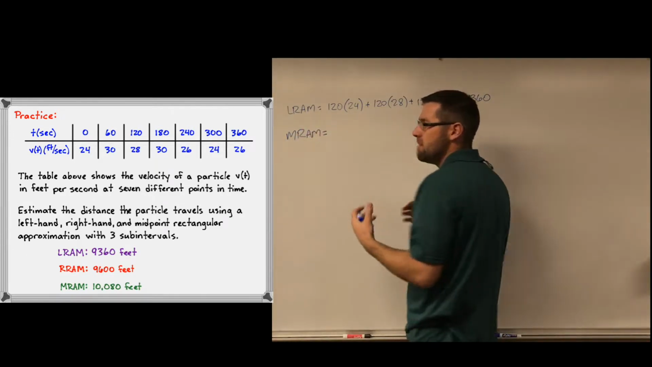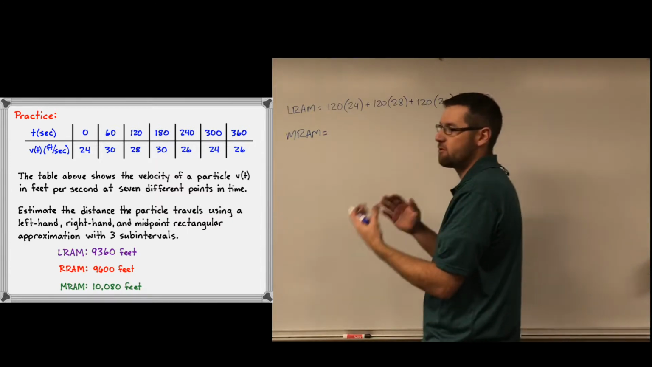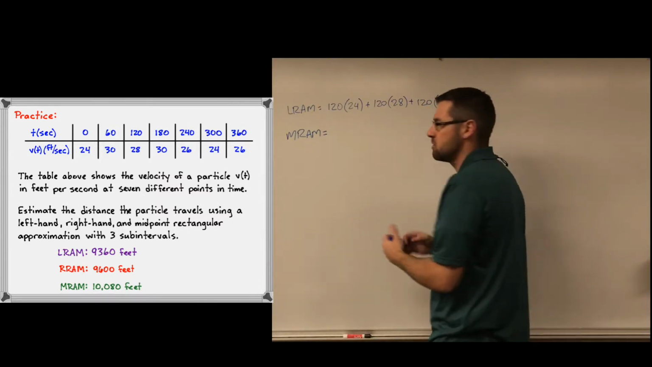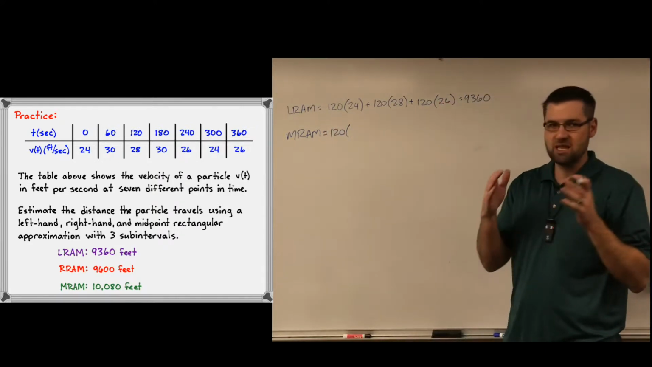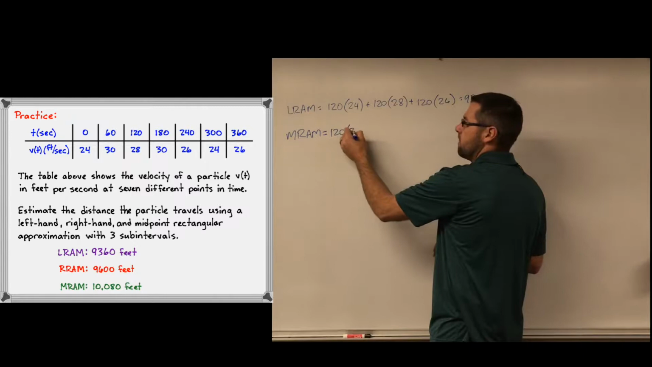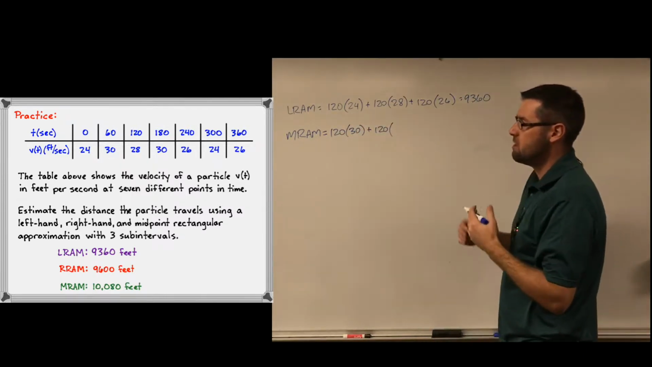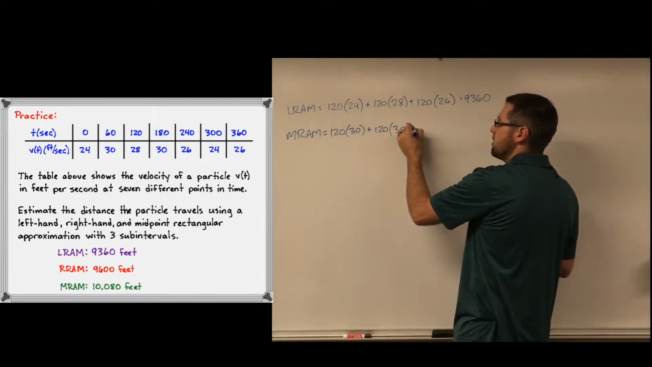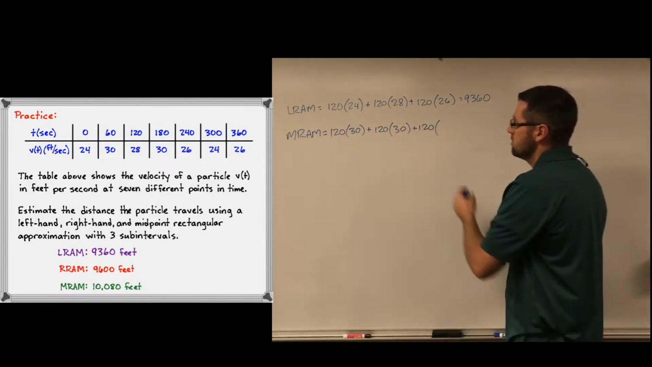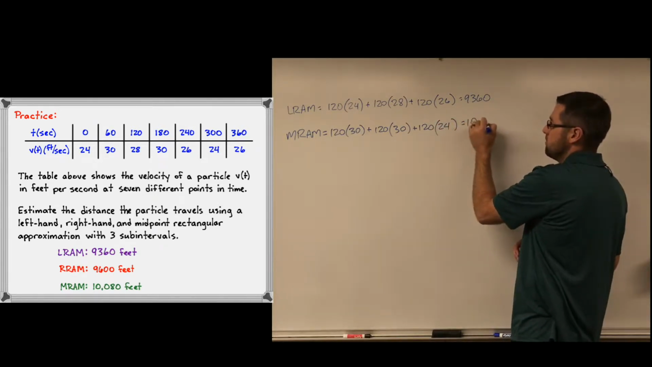MRAM means we're using the midpoint value to determine the heights of each rectangle. So what is the width of the first rectangle if I'm cutting it into 3 subintervals? 120 still. What is the height? I'm using the midpoint value, which is 30, plus 120 again times, what's the midpoint value between 120 and 240? It's the 30, and then plus 120 times 24, which is 10,080.